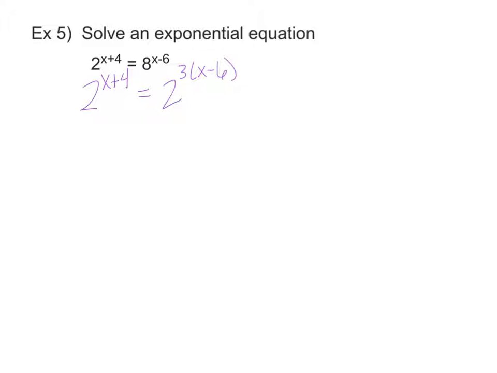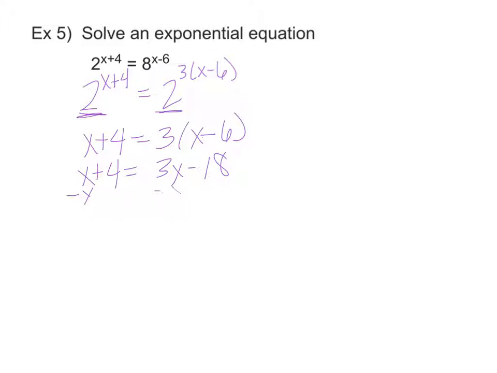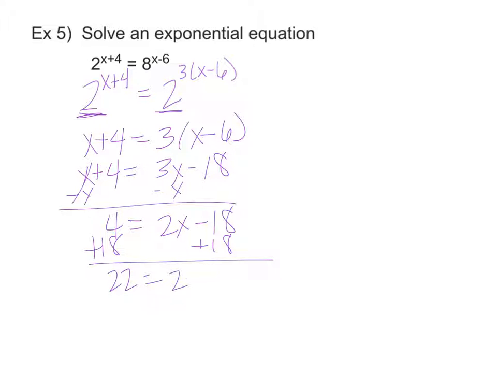So I now have like bases, which is what we wanted, so set those exponents equal to each other, and then it's just a nice little linear equation that you can solve. So distribute it and work it out. x plus 4 is now equal to 3x minus 18. I'm going to subtract x from both sides just to collect my x's first. Then I'm going to add my 18. So now 22 is equal to 2x. When you divide both sides by 2, x is now 11.